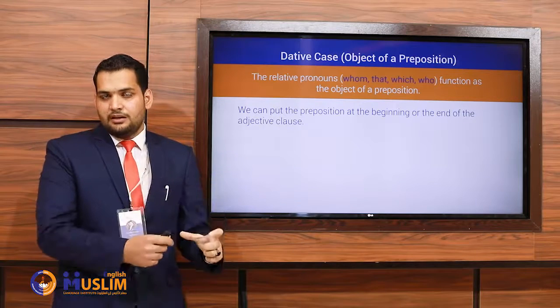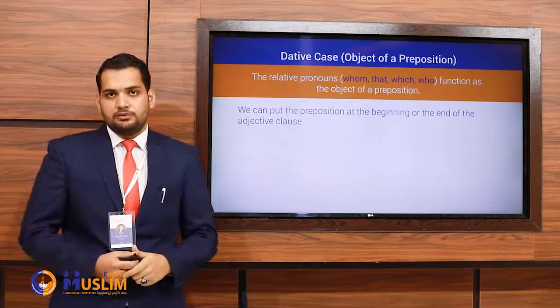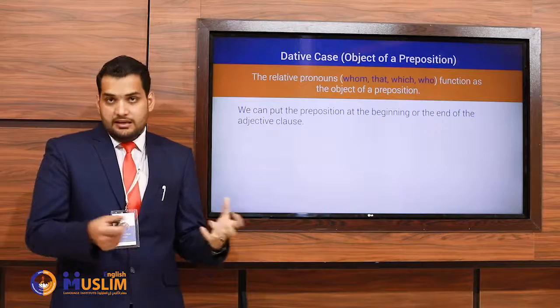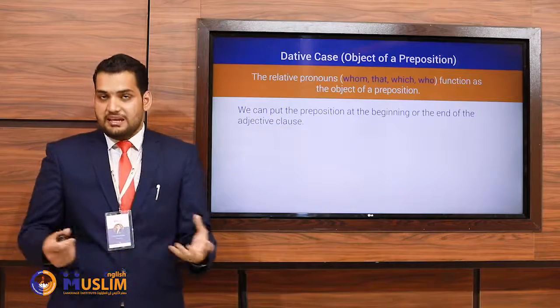Remember, there are two positions in which a preposition can be used in an adjective clause. First, at the beginning of the adjective clause. Second, at the end of the adjective clause. If it is used at the beginning of the adjective clause, it is formal. But if it is used at the end of the adjective clause, it is informal.